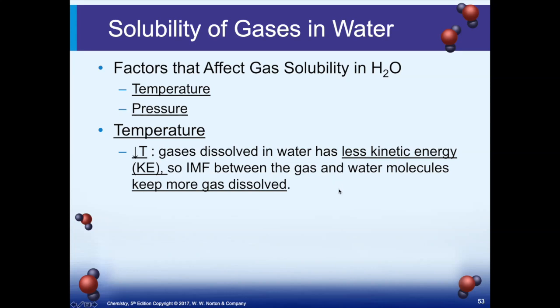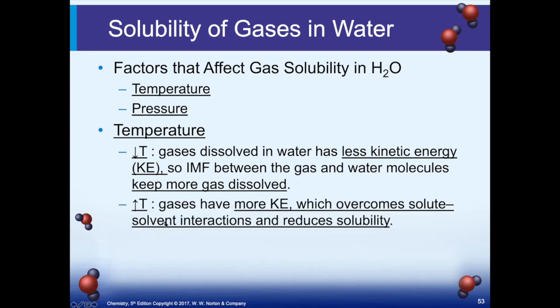All right, because the gas molecules don't have enough kinetic energy to overcome those intermolecular forces that are holding the gas in the solution. And it's just the opposite if you increase the temperature, or if you're at a high temperature. In that case, the gases have more kinetic energy, and that kinetic energy is big enough that it overcomes that solute-solvent interaction, and therefore you end up with reduced solubility. So at a high temperature, gases have more kinetic energy, which overcomes solute-solvent interactions and reduces the solubility.